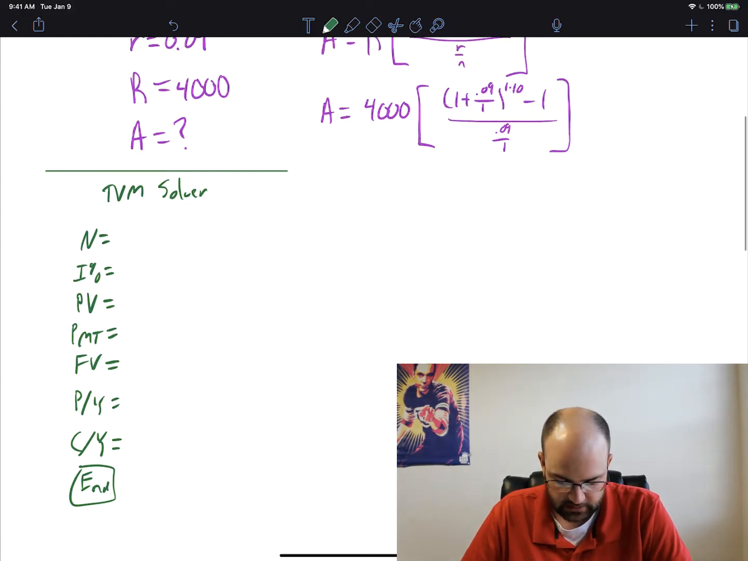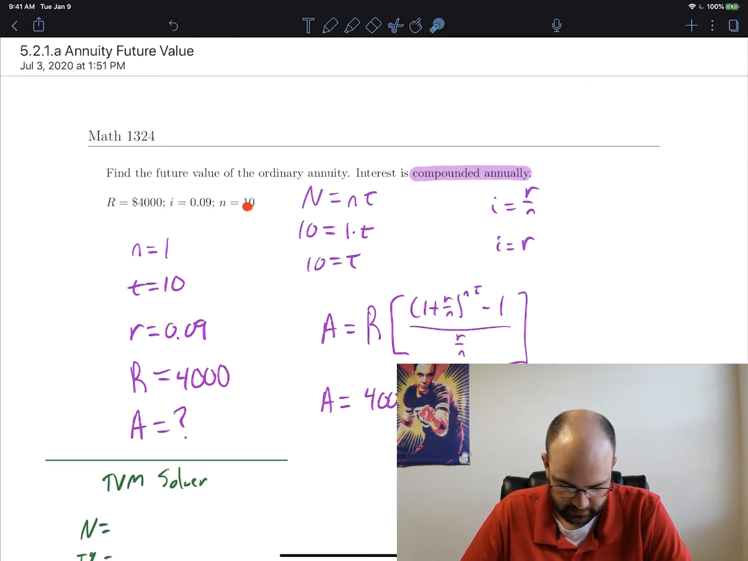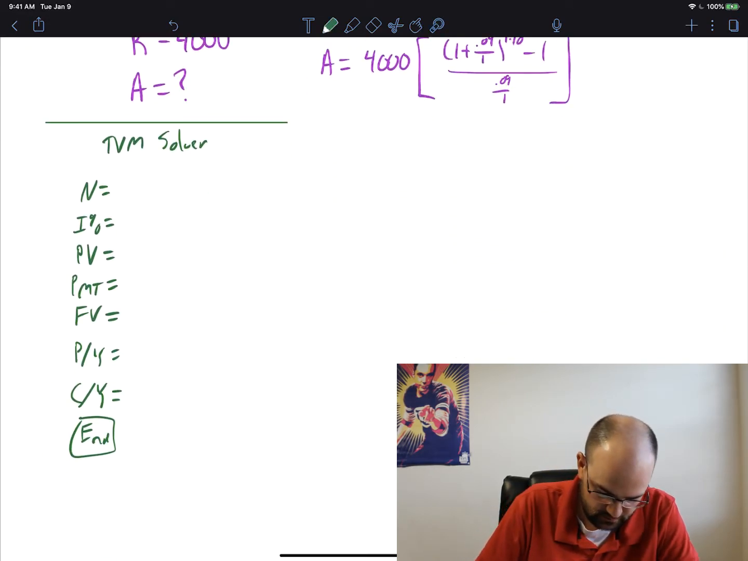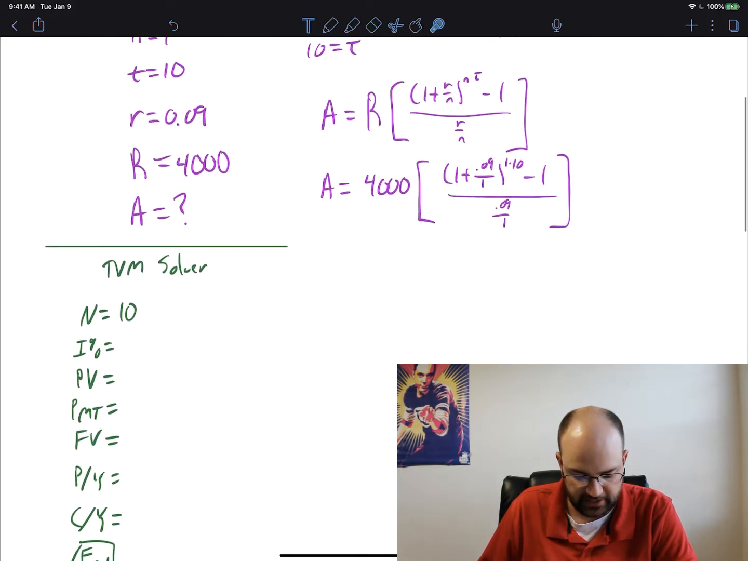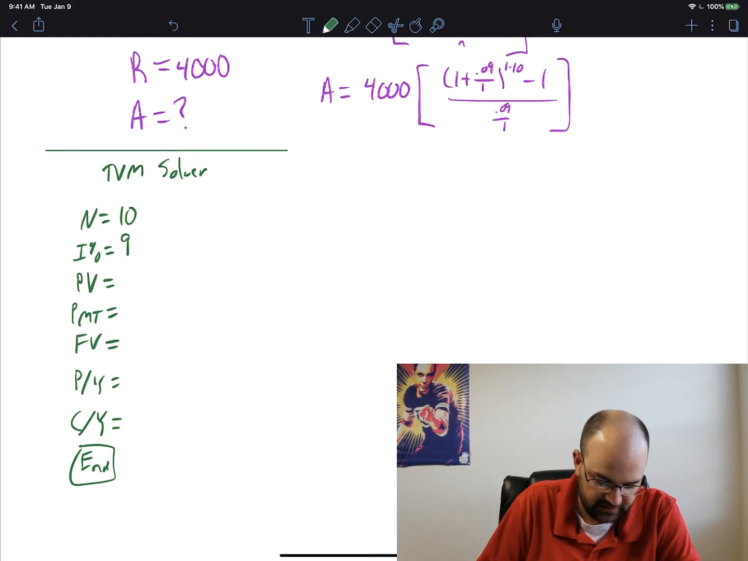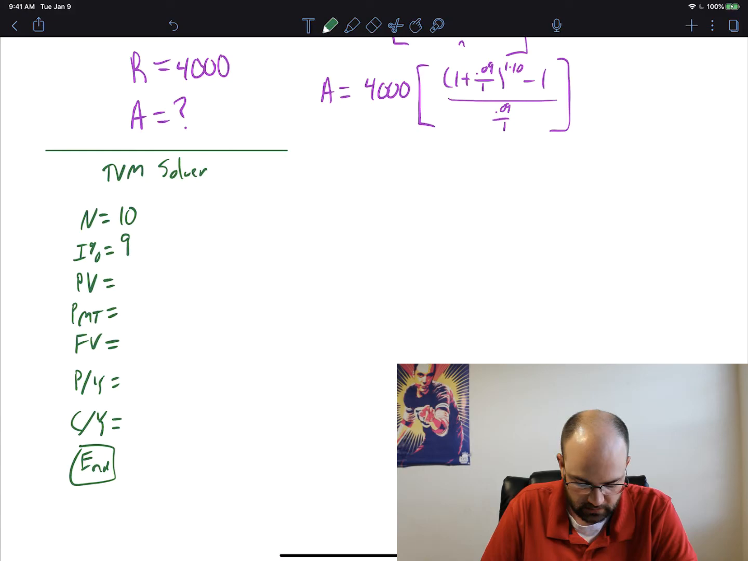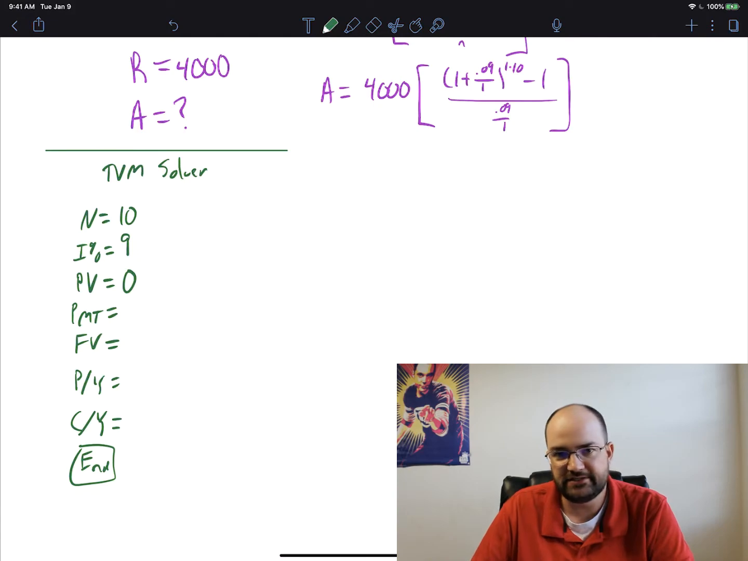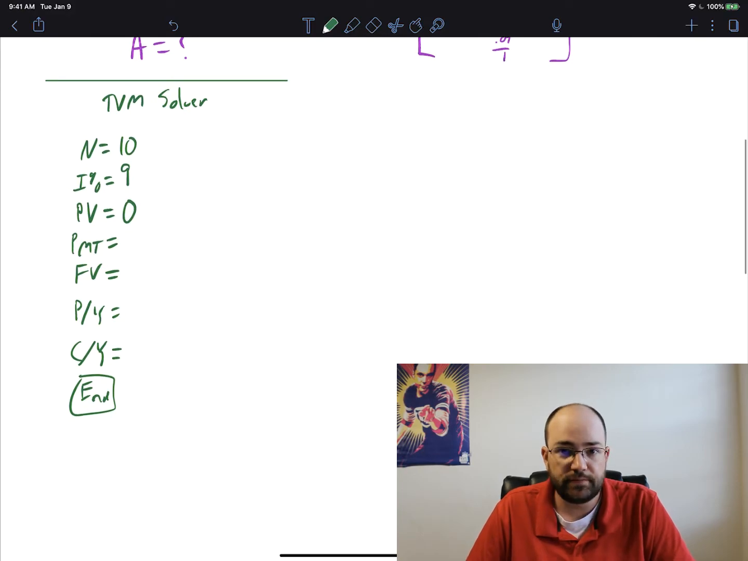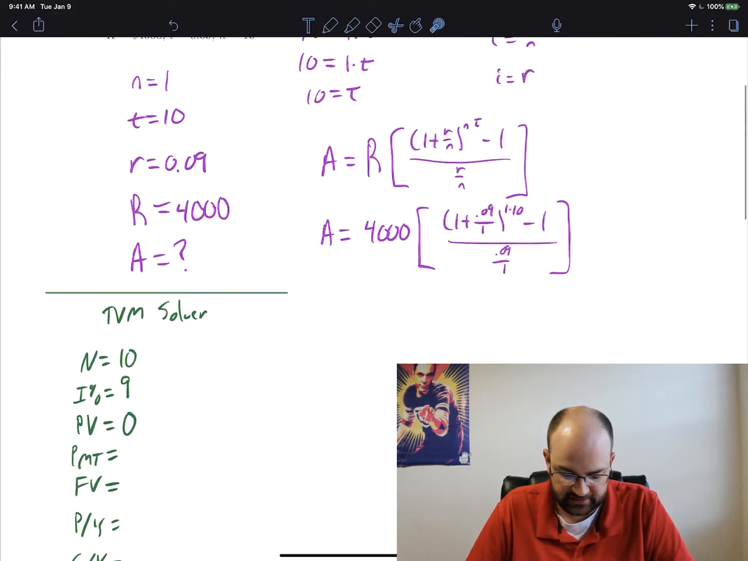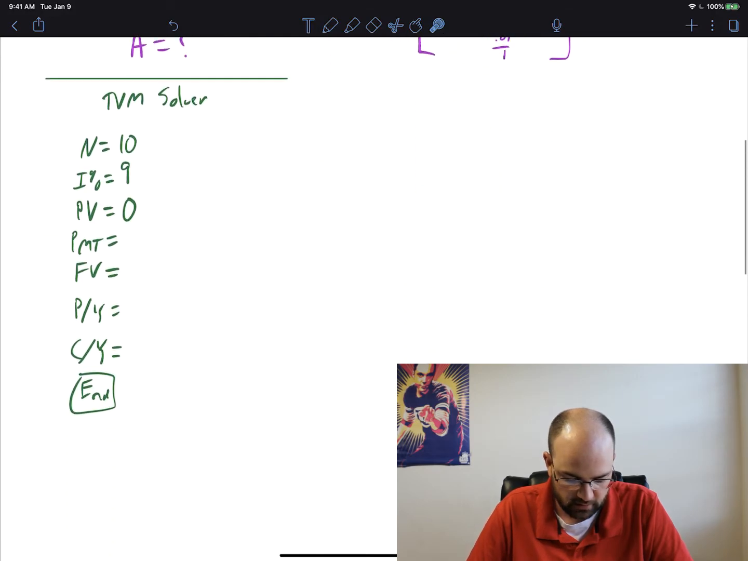So capital N is, as I said up here, 10. I% is in fact the I here, but in percent format, which means we need to move that to the right, making that 9%. The present value is going to be 0, and the reason that it must be 0 here is because we're assuming that there's nothing in the bank to begin with. If there was something in the bank to begin with, we would put some other value other than 0 there. As for PMT, that's how much we're making in payments. So that's going to be our R.